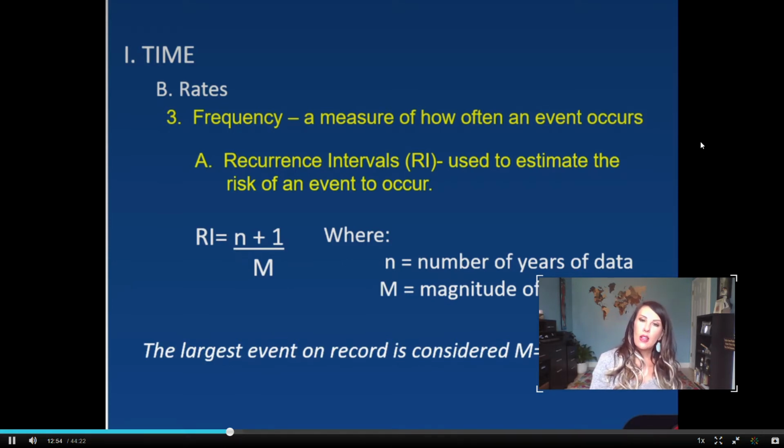So the largest event on record will be described as a magnitude of 1. And you might have heard the term magnitude, right, when describing earthquakes. And that's exactly a natural disaster that might be used to describe a frequency of events. So a recurrence interval, n plus 1 over m.